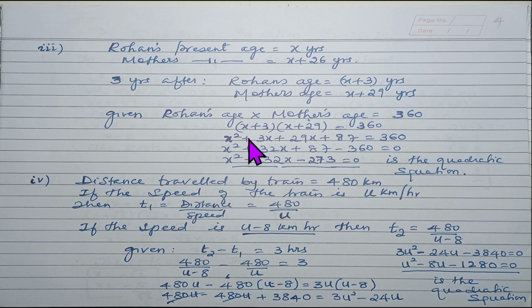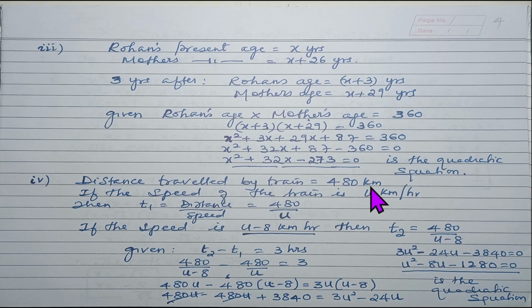And if I solve this, I'll get x and I'll get Rohan's age. And from the second relation, x plus 26, I get the mother's age. So that is how we frame an equation to get the values of the unknown. Remember that. Now in this next example, we have been given the distance traveled by a train is 480 kilometers.